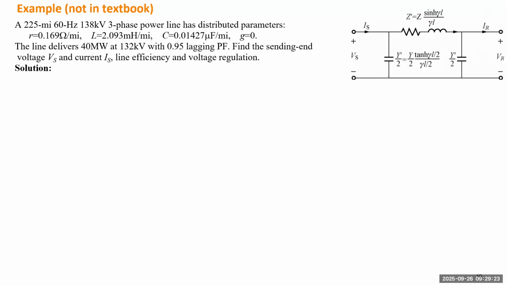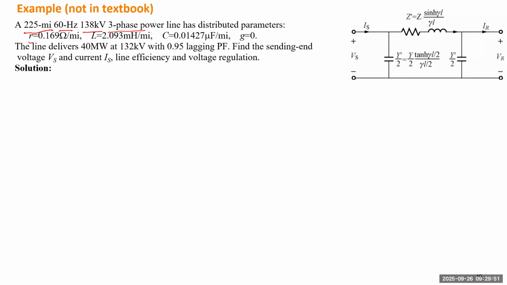There's one example which is not in the textbook, but which will be a good example to demonstrate how to utilize what we learned on the long line to do some calculation. Assume we have a 225 miles, 60 Hertz line operated at 130 kV voltage, which is a 3-phase power line. And here we take distributed parameters.